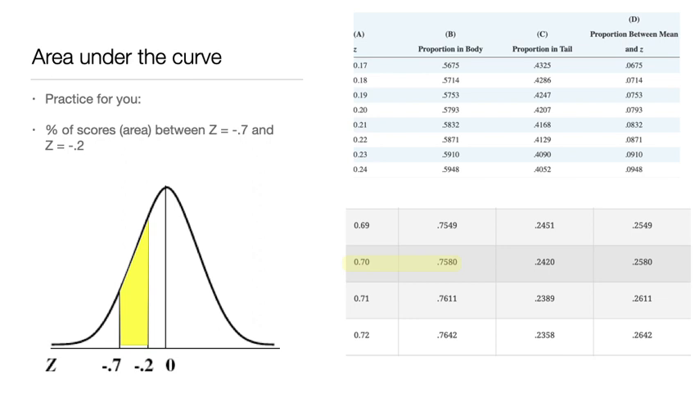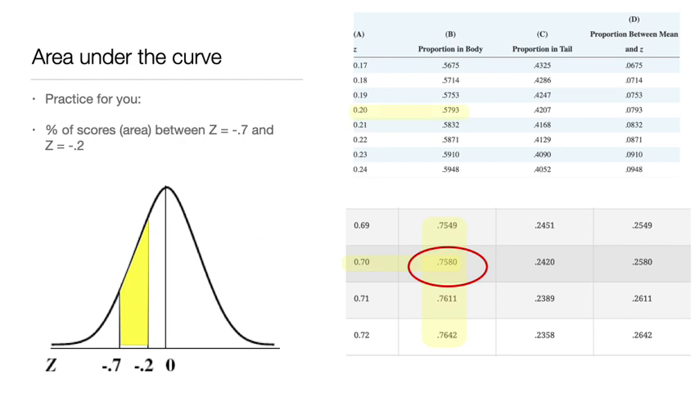So I did 0.7. What is that percentage in the body? In the body, that is 0.7580. So this is all of the things to the right of the negative 0.7, which would be this 75.8%. Now, I don't need that whole area. I just need the area between the negative 0.7 and the negative 0.2. So that's 75.80.